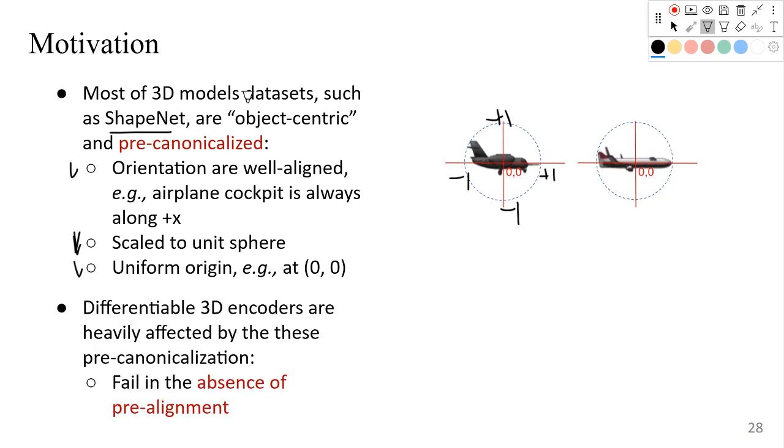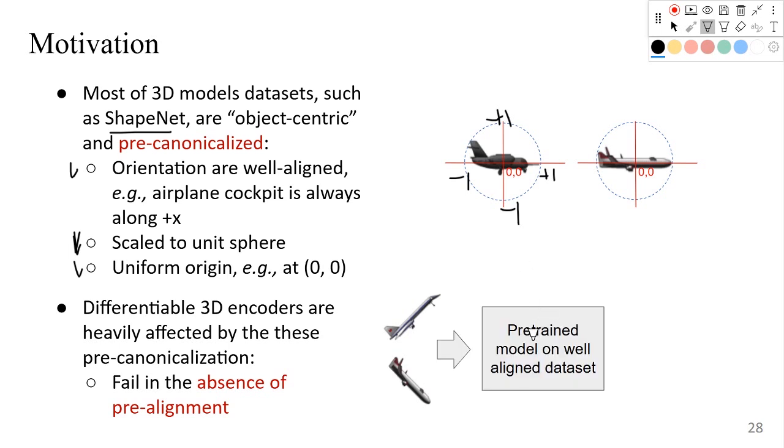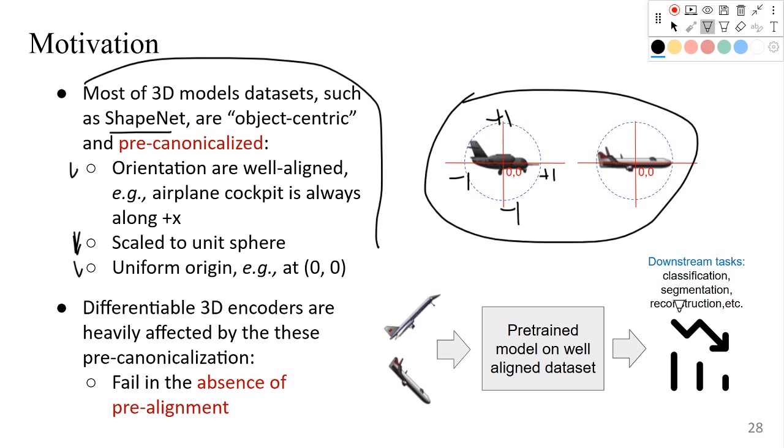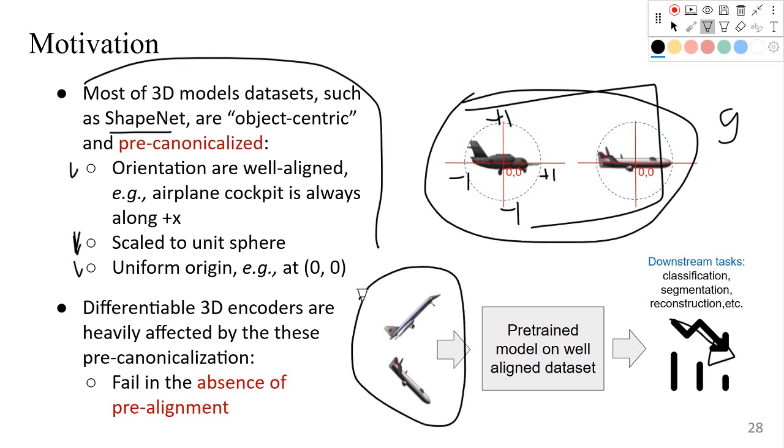And a lot of differentiable 3D encoders, for example PointNet++ and other encoders, are heavily affected by this pre-canonicalization. Let's say we have a dataset that is not well aligned, with several poses, like this pose and then another pose, and we use the same pre-trained neural network that was trained on a well-aligned dataset. We will encounter a performance drop. Let's say if we test using a well-aligned dataset, we get 90-something. It can drop much lower, for example to 70-something or 80-something. Yeah, you get the idea. The performance will drop because of the affine transformations. They are not really robust to affine transformations.